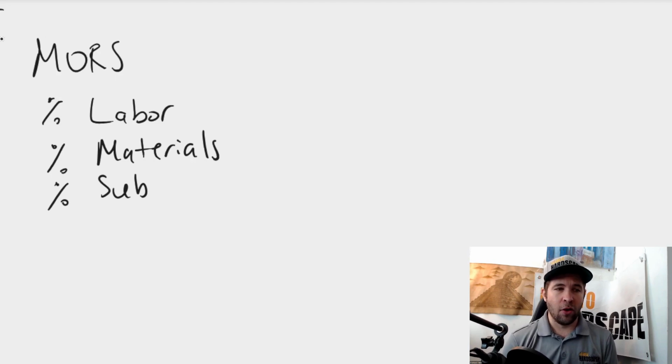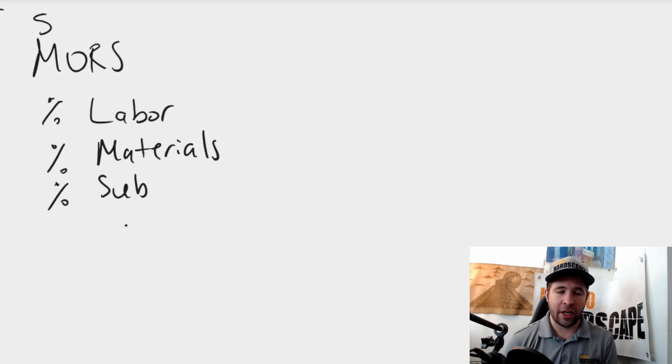Now, if it was single overhead recovery system, so SOARs instead of MORS, then it would all be the same percentage markup. The reason why I like MORS over SOARs is that labor comes with a lot more hand-holding and management than materials do versus what subs do.